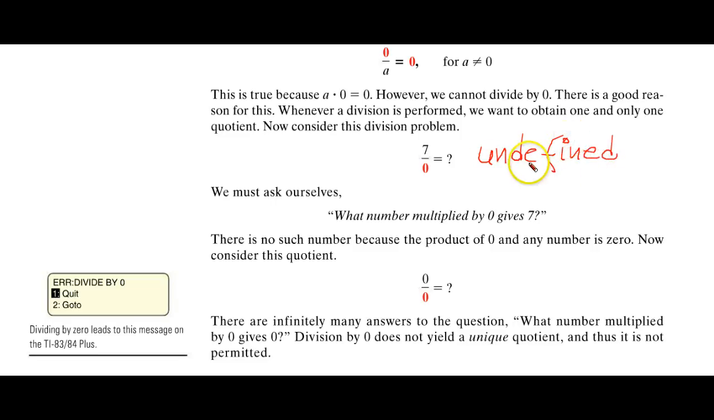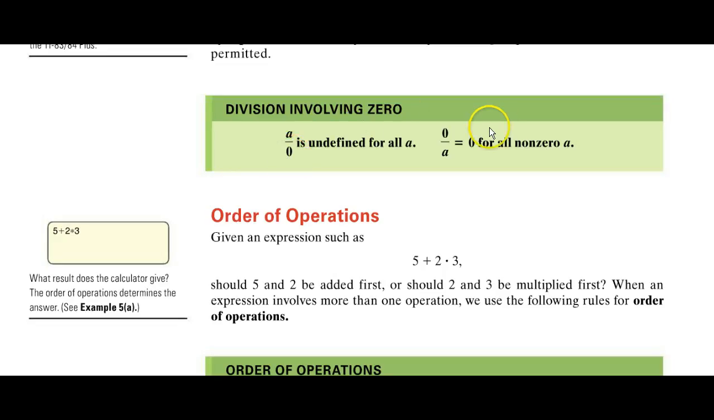And that is the answer. So unfortunately, if you put that in MyMathLab, they're going to count it wrong. You have to put undefined. Okay. So here is the definition. Anytime you have a real number divided by 0, it is undefined. Anytime you have 0 divided by a real number, the answer is 0.